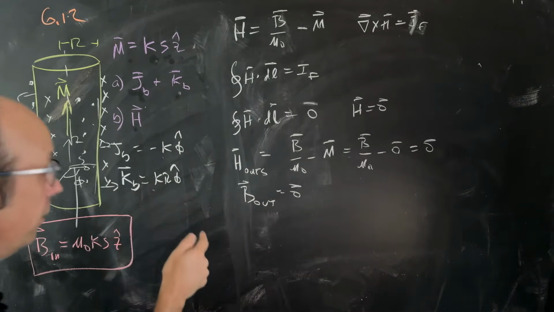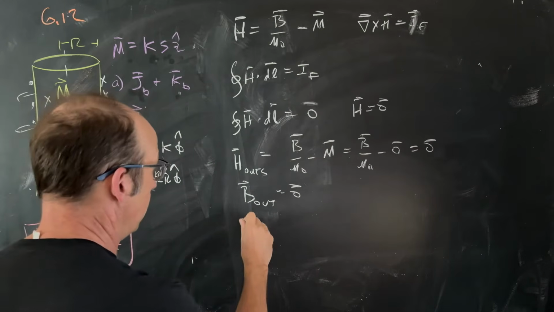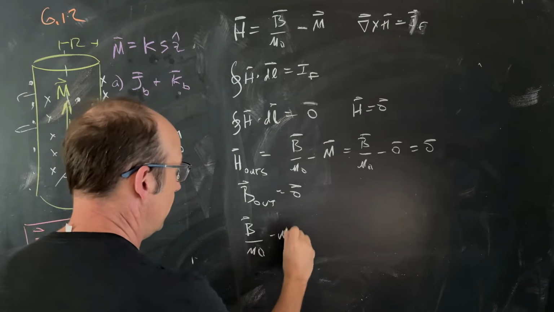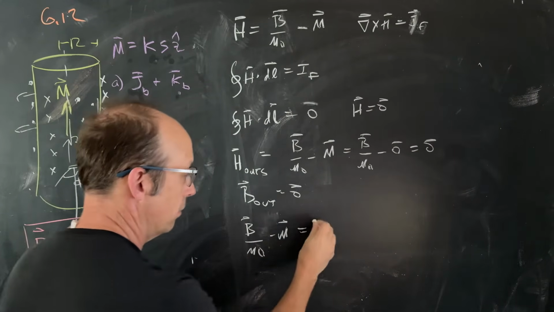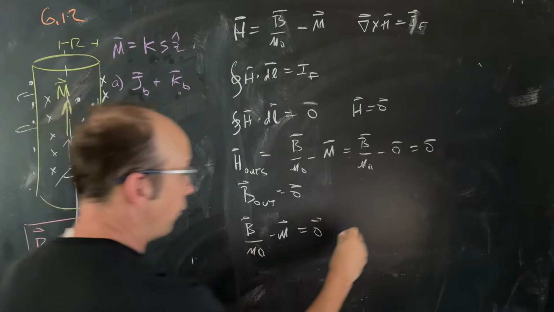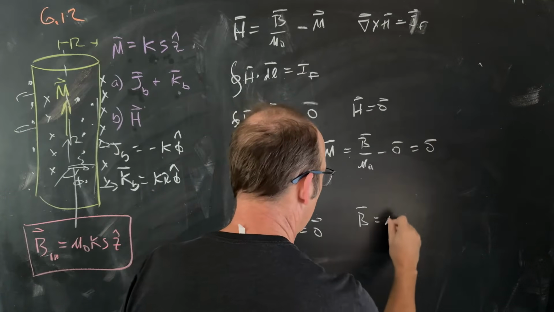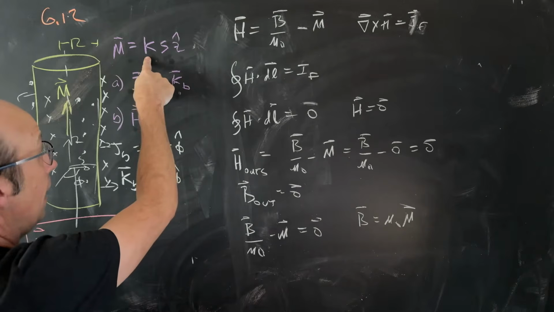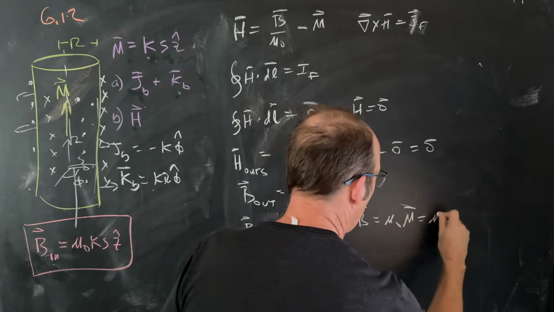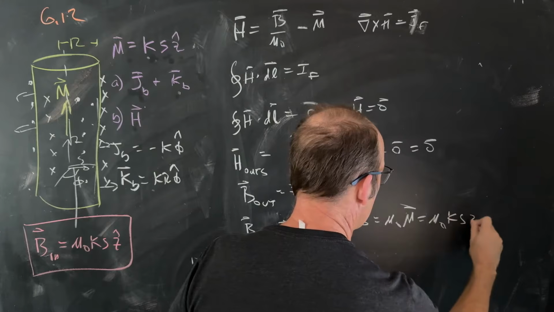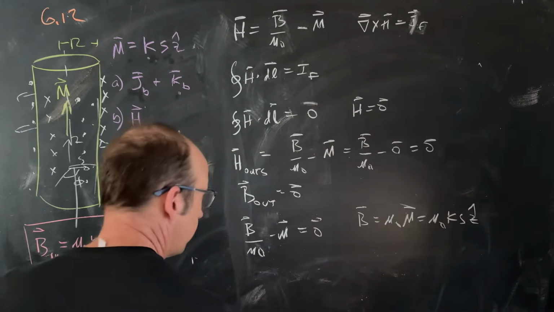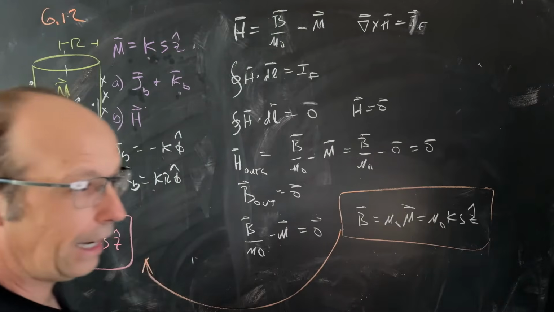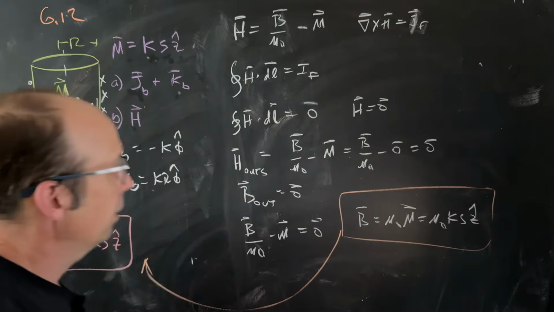Now let's find it on the inside. On the inside, B over mu naught minus M equals 0 vector. So I can solve for B. B is mu naught M. And I go back up here to M, I get K S z hat. So I have mu naught K S z hat. Identical, same thing. So which way is better?